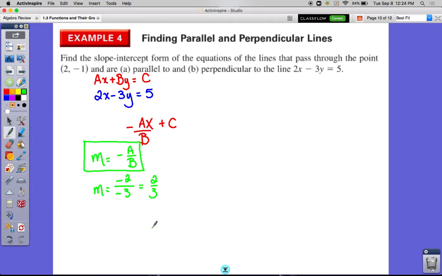So now I'm ready for part A. All I did right now is the background work to get me to this point where I can start A. It's parallel, so that means it's going to have the same slope of 2/3, and it's going to go through the point 2, -1.